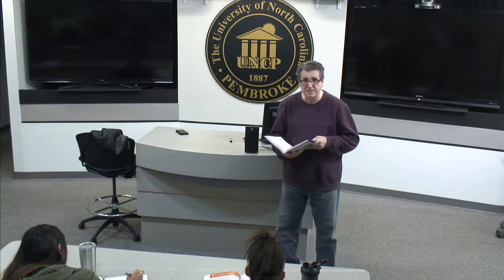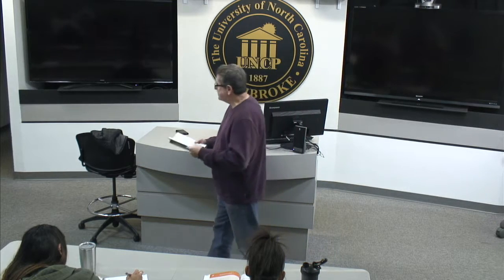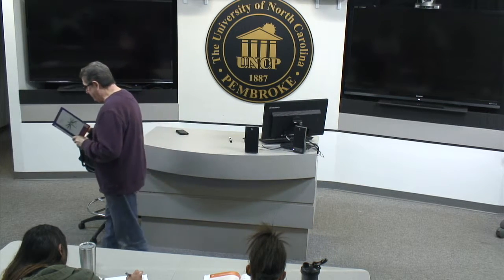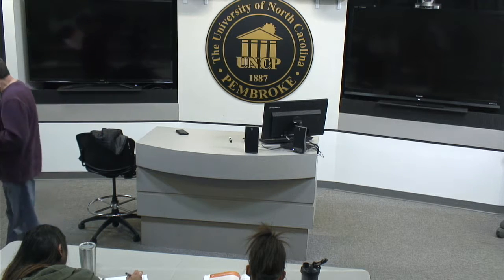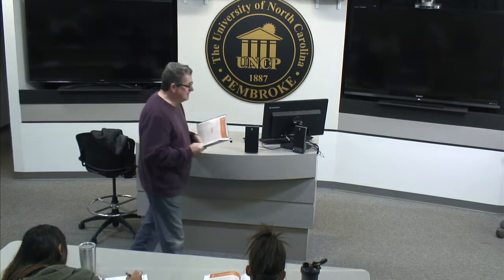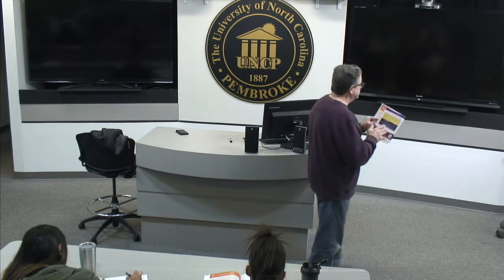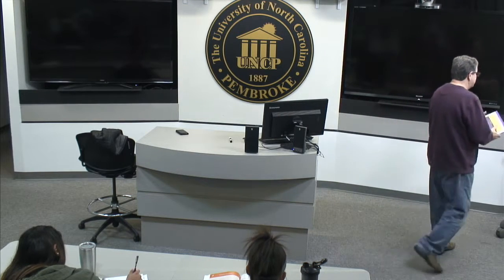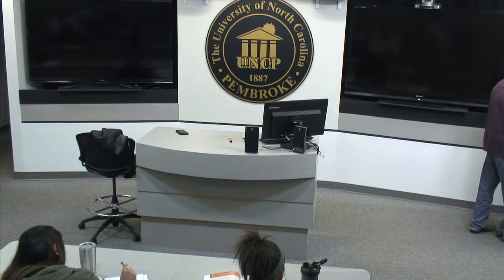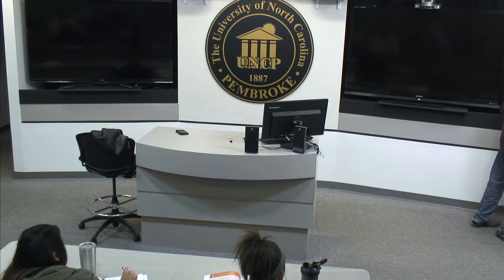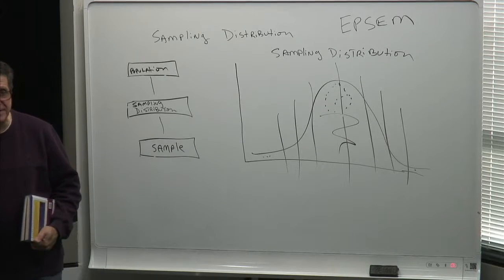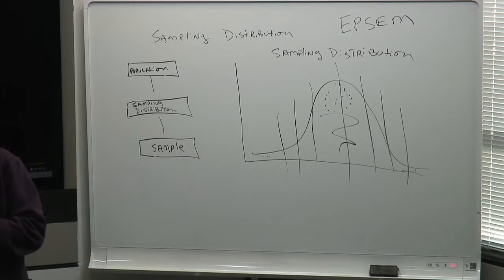So here's the discussion of bias, right? An estimator is unbiased if the mean of its sampling distribution is equal to the population parameter of interest. So we can say that an estimator is not biased if the mean of the sampling distribution is the same as that. If it wasn't the same, then we would say it is biased.